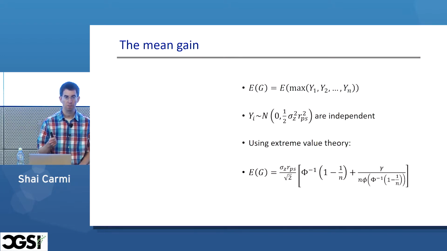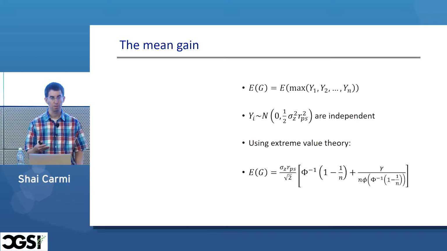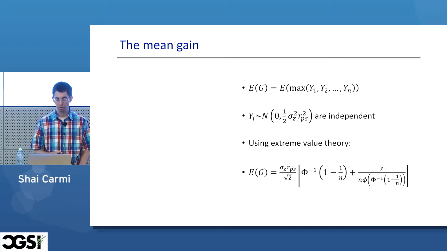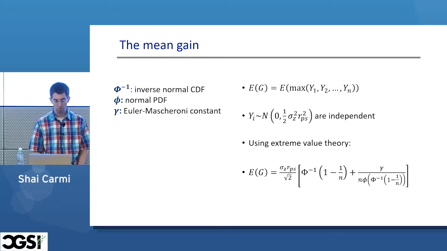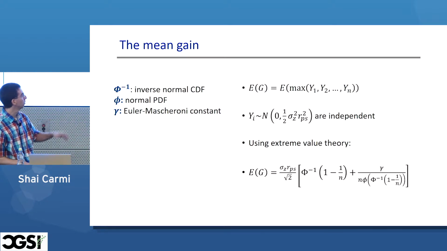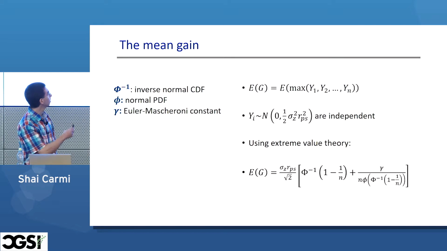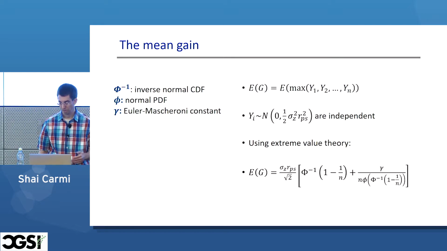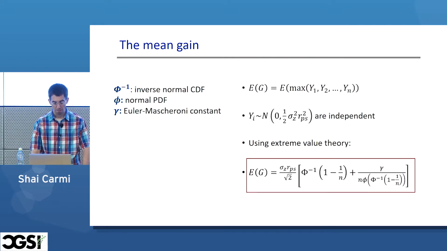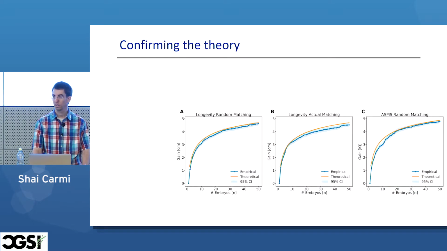It turns out that the maximum of n variables, under some limits, has a distribution called the Gumbel distribution. And we know the mean of this distribution. This is the result, a complicated term. The details don't matter that much. As I will show later, it's using some constants and normal CDFs and PDFs and so on. So this is the key equation, and it matches the simulations relatively well.